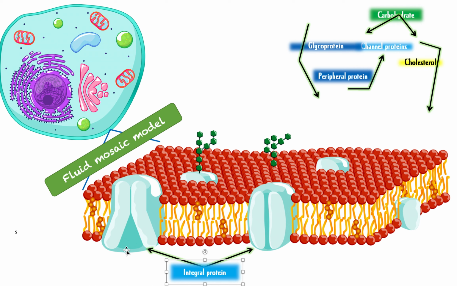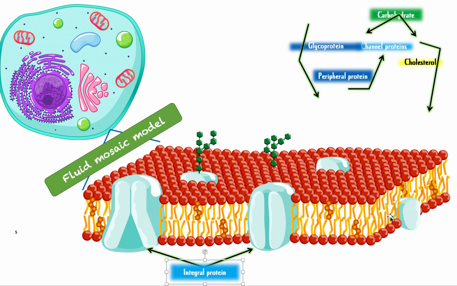This one right here is a carrier protein. It carries things from the inside to the outside and from the outside to the inside, but it requires energy in the form of ATP. Now don't worry about this. You just need to know that these are integral proteins. We're going to learn more about these in the following videos.